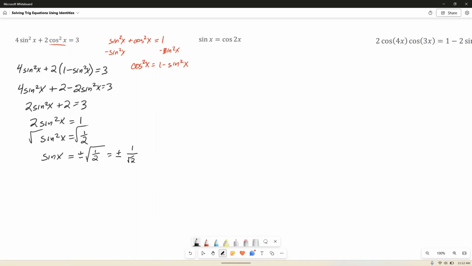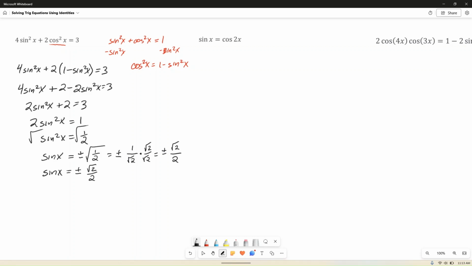Okay, so that square root of a half turns out to be 1 over the square root of 2. And I can rationalize that by getting rid of the square root in the denominator by multiplying top and bottom by square root of 2. And so that's going to give me plus or minus root 2 over 2. So it turns out we actually are looking at a familiar expression. We have sine x is equal to plus or minus square root of 2 over 2.